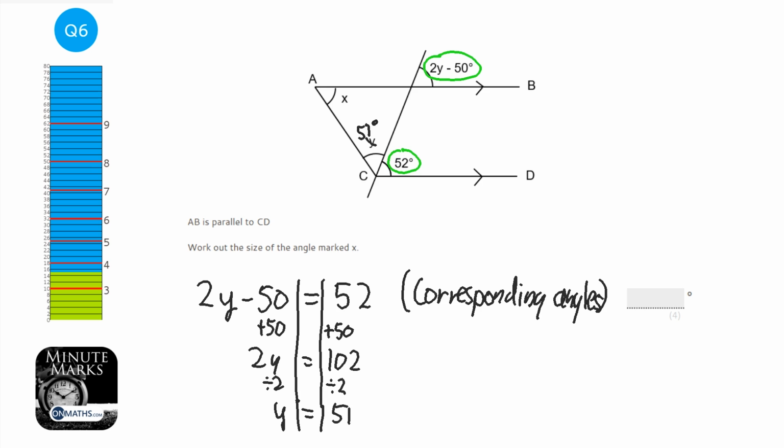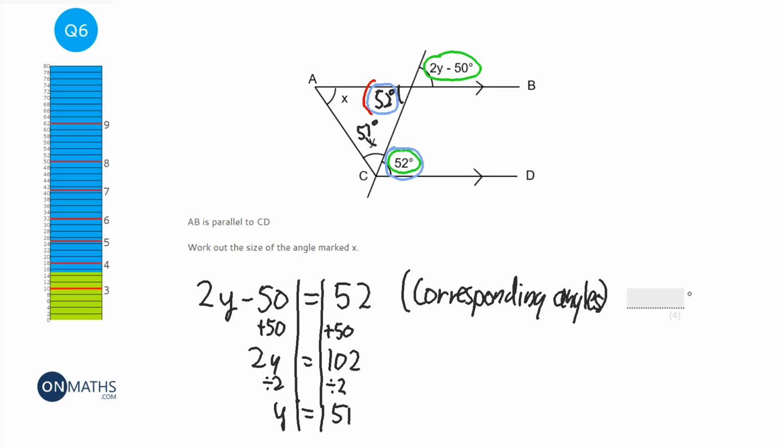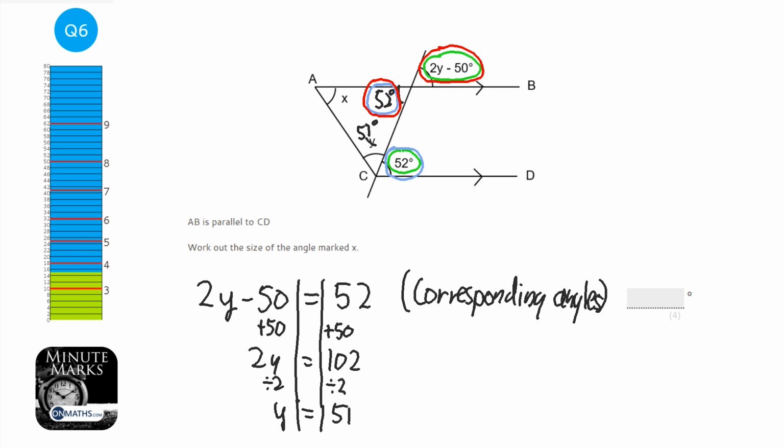Now I know that this is 52 degrees because if you look at this, and I'll use a different colour, this angle here and this angle here are Z angles or alternate angles, or you can say that this 52 degrees here is equal to this here, which is also 52, because they're vertically opposite angles.